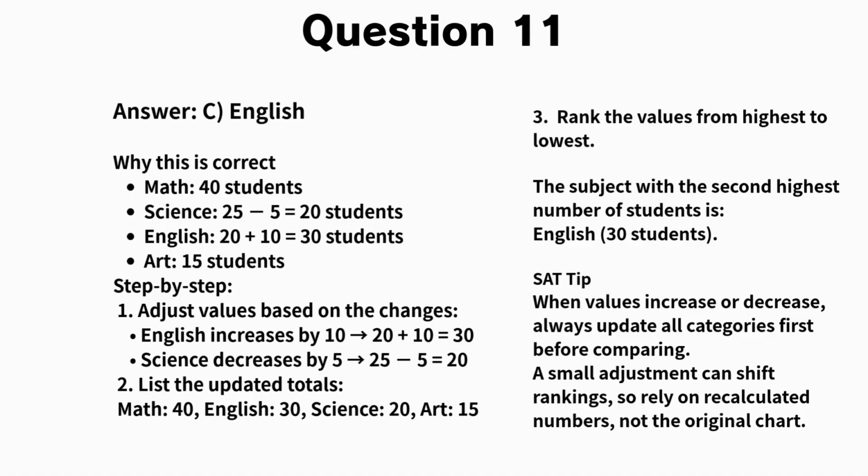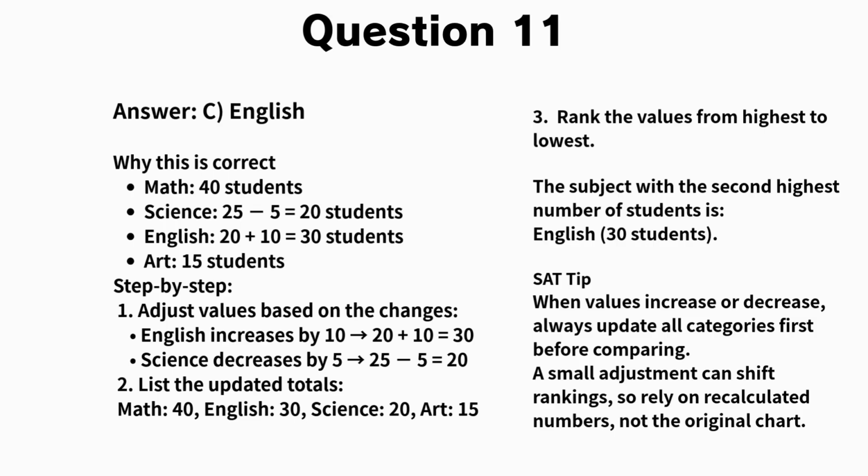Math has 40 students. Science has 25 students. English has 20 students. Art has 15 students. Now we apply the changes. English increases by 10 students, so 20 plus 10 equals 30 students. Science decreases by 5 students, so 25 minus 5 equals 20 students. Math and art remain unchanged at 40 and 15 respectively.